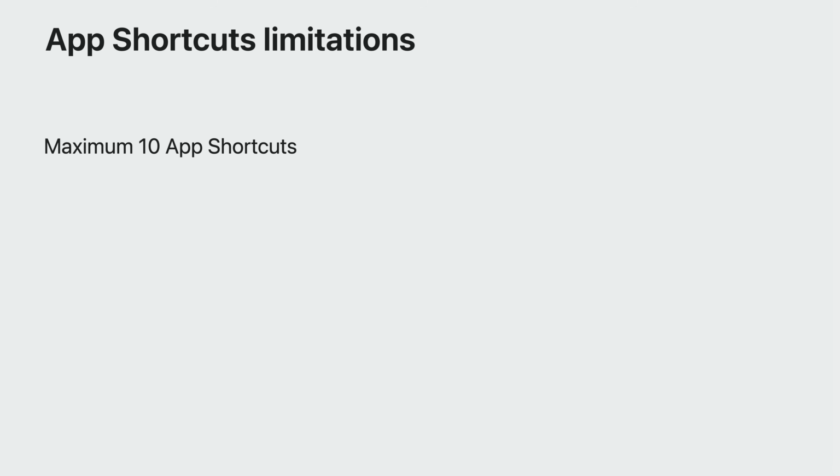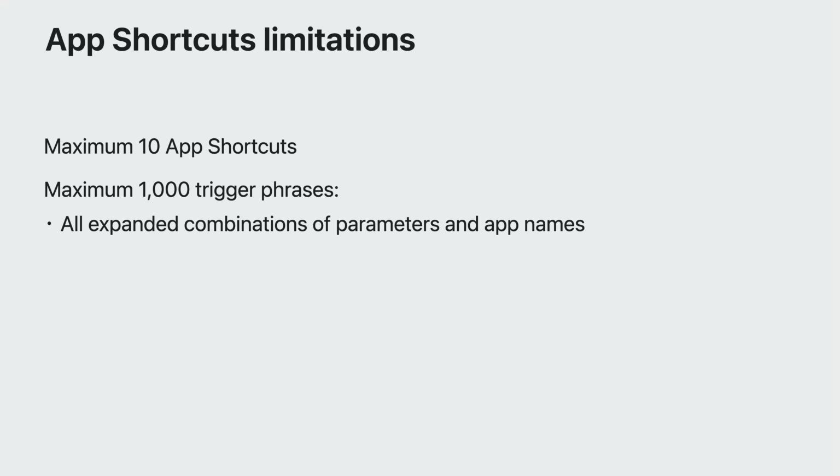In addition, there are some limitations to app shortcuts you should be aware of as you're adopting them in your app. Your app can have at most 10 app shortcuts. You may have at most 1,000 trigger phrases for your entire app. Note that this includes all combinations of parameters. So for example, a parameter with 10 possible values would expand the number of effective phrases by a factor of 10. You can avoid hitting this limit by making sure any parameters and phrases don't have too many possible values.